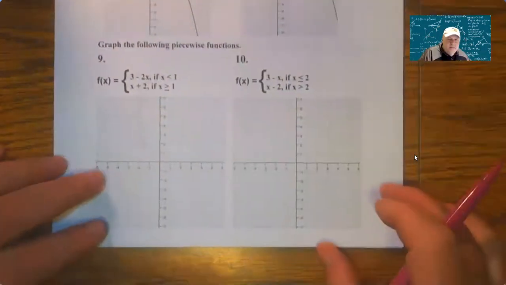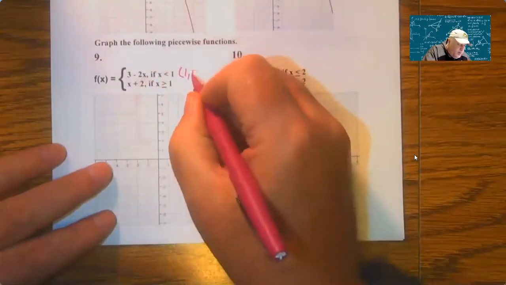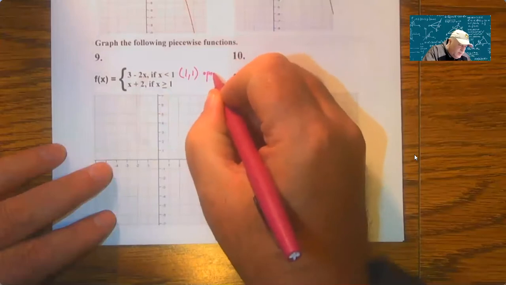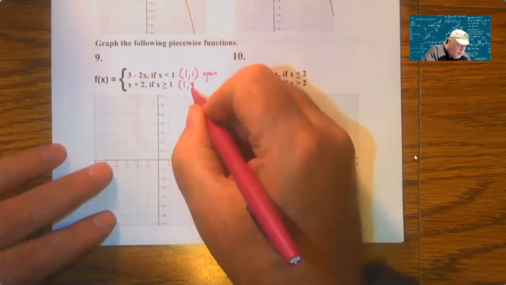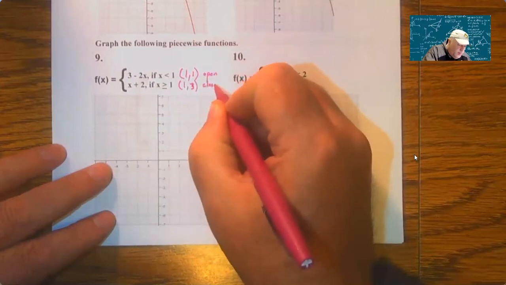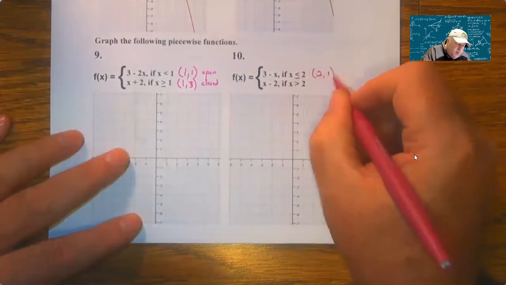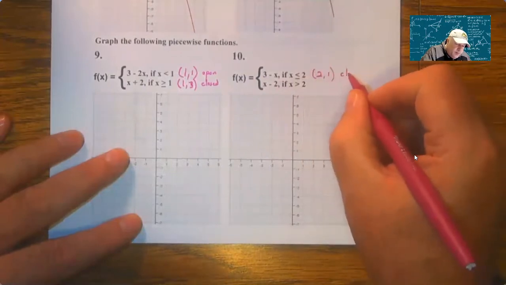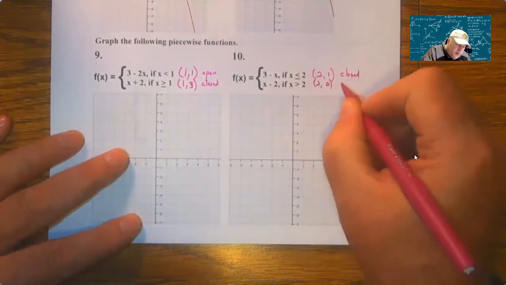Okay, so as you saw on the top there, we need to go figure out the cut points again. 1 and 3 minus 2 is 1, and this will be open. And then 1 plus 2 is 3. This will be closed. So these will be our start points. This will be 2, 3 minus 2 is 1, and this will be closed. Circle, and then this will be 2, 0, open.